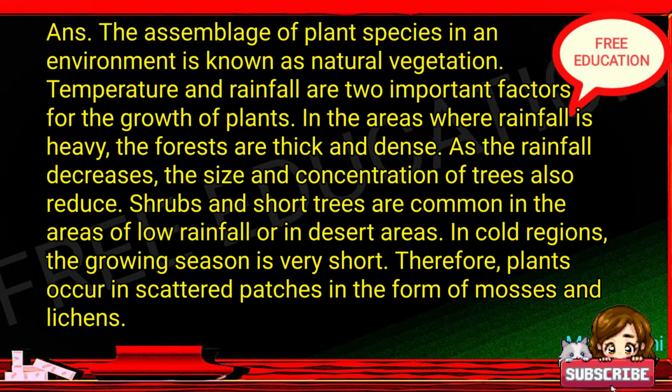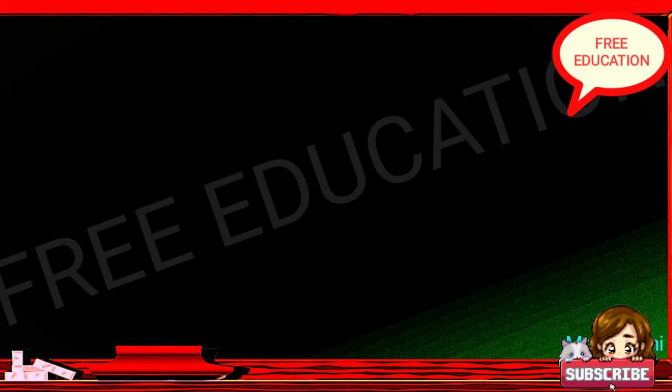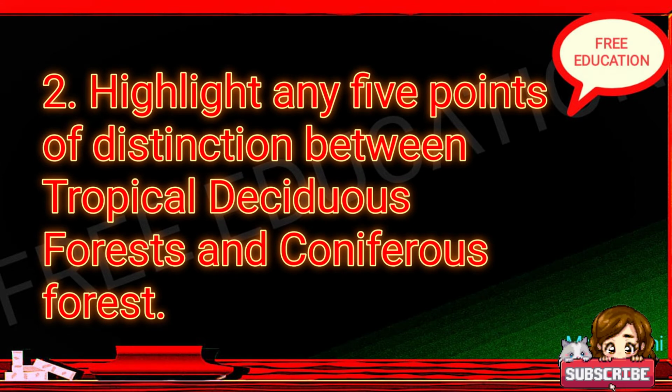In cold regions, the growing season is very short. Therefore, plants occur in scattered patches in the form of mosses and lichens. 2. Highlight any 5 points of distinction between tropical deciduous forests and coniferous forest.